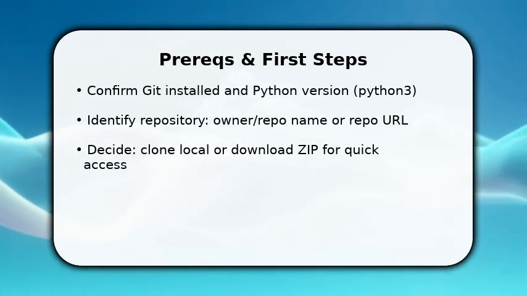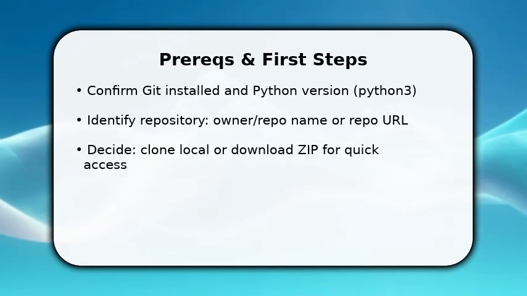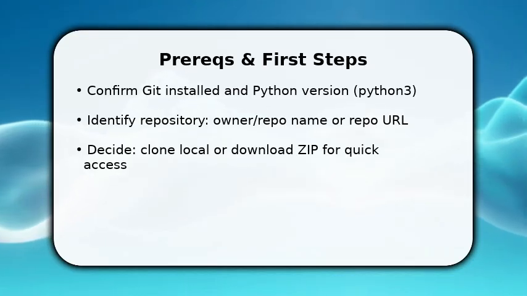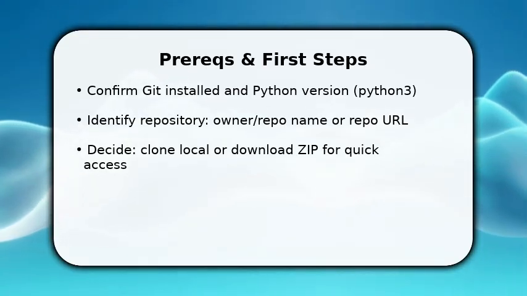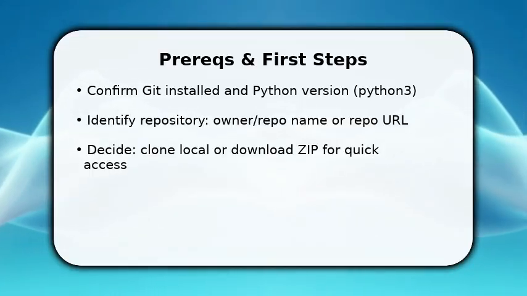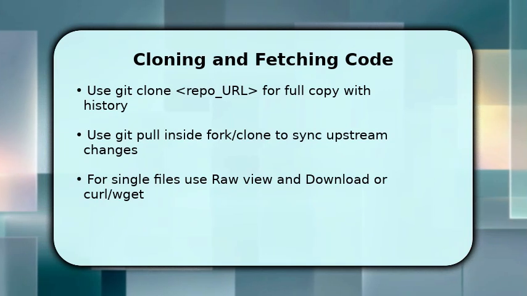Decide whether you need full history. If so, clone. If you only need files, zip download is faster. Once decided, navigate to your target folder in the terminal so your next command runs in the right place and permissions are correct. Now perform the main fetch.